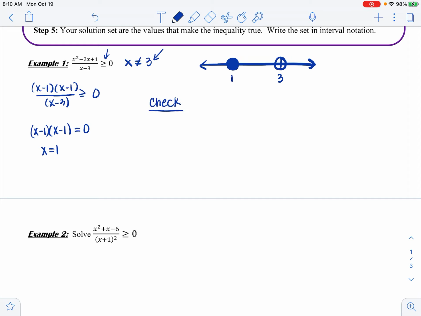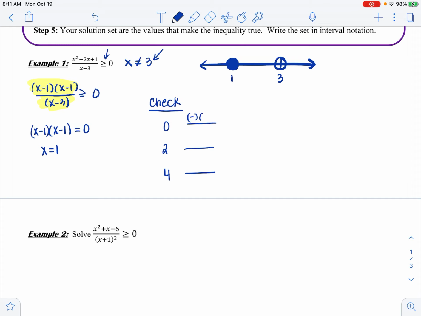Okay, so now I'm going to test values. So I'm going to say check. And I'm going to check 3 values this time because there's 3 intervals. So I need to check a value less than 1, so I'll do 0. I'm going to check a value in between 1 and 3, so I'll check 2. And a value greater than 3, so I'm going to check 4. Okay, so now where are you plugging this in? I'd plug it in right here. It's just going to be easier math, okay? So if you look, you have 3 places for each one that you have to plug it in.